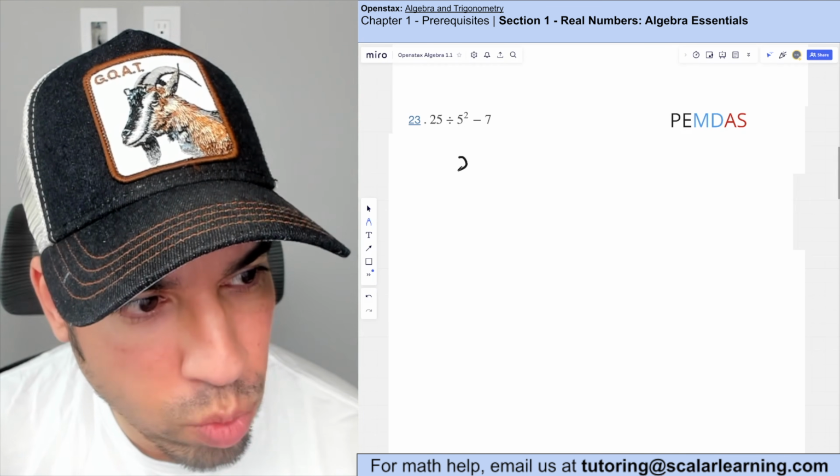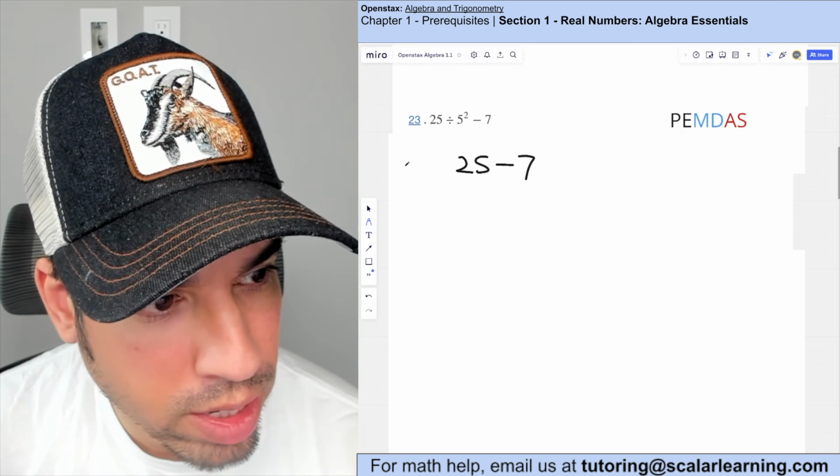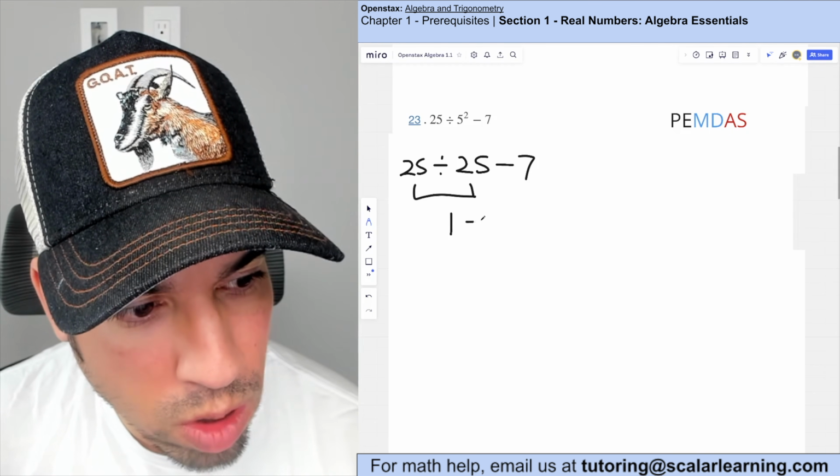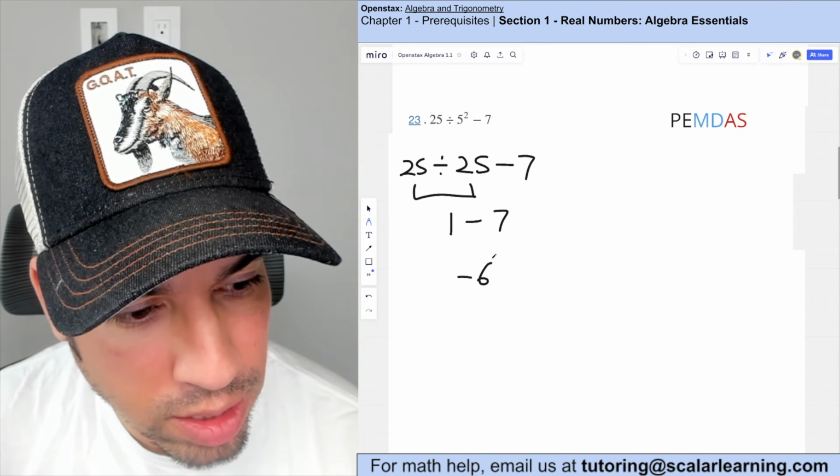Done. We're going to do exponents first. 5 squared is 25, and then rewrite everything else. Then we're going to do the division next. 25 divided by 25 is 1 minus 7 is, of course, -6.